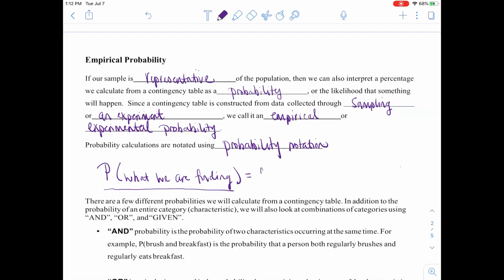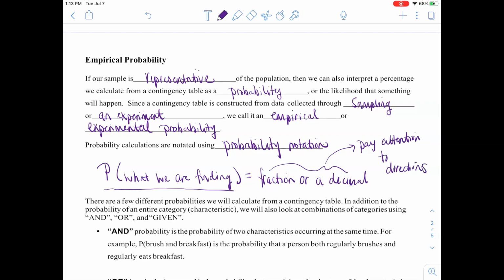Now, either this will produce a fraction or a decimal. And this is important. Just be careful and pay attention to directions. My Open Math, they go back and forth on you. So make sure you're reading the directions carefully. Sometimes it'll say, tell me a decimal to the third rounding place. So make sure you're rounding where they say, because it does change throughout the lesson.